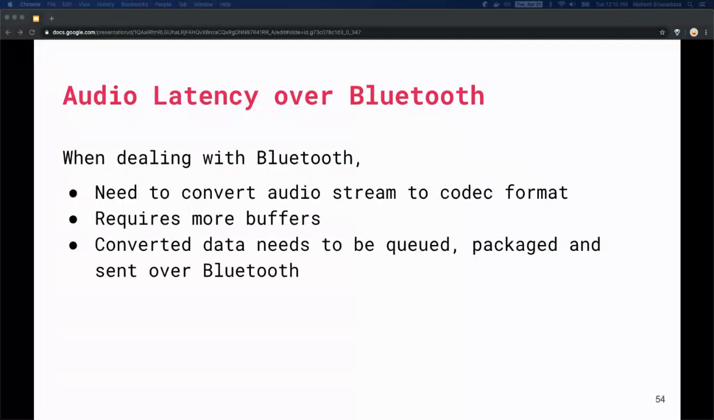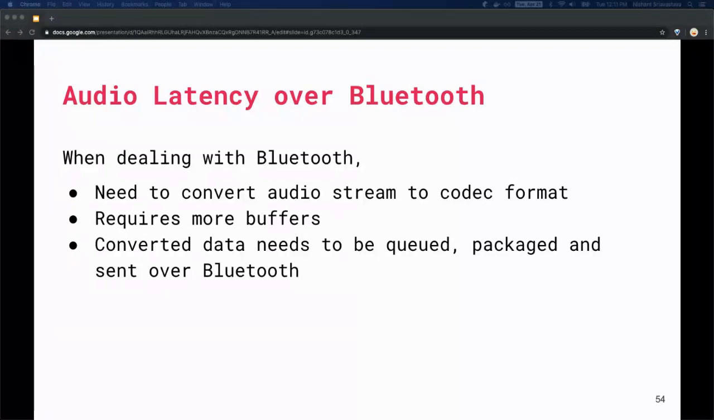To look at this, we need to understand how Bluetooth actually works with audio. It takes the audio stream and uses a codec format to convert it to something that it can process and send over the Bluetooth standard way of sending things. It requires more buffers, and it also needs to package and queue these packets before it can send them over Bluetooth.